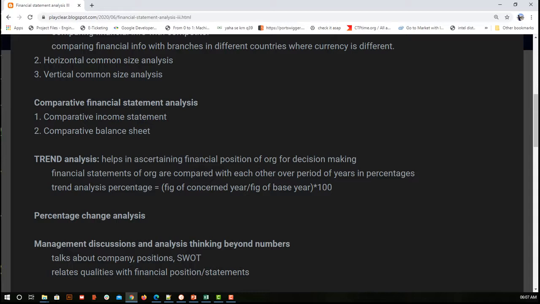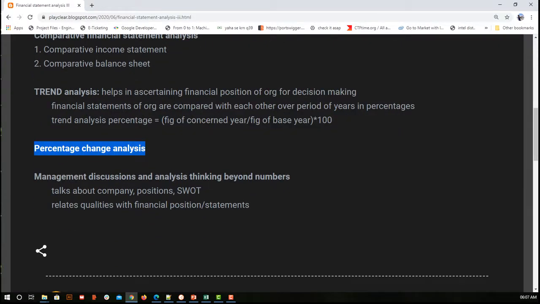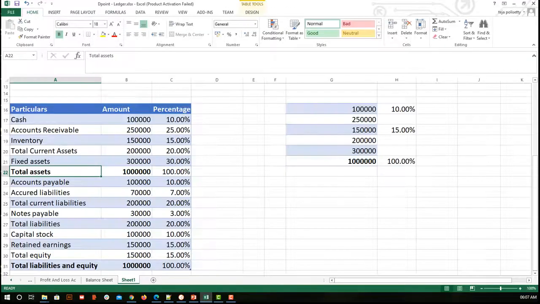So, what is the formula for this? Figure of the concerned year, that is my current value, divided by figure of the base year, that is my base value, into 100. This is what we did, correct? Now percentage change analysis. So far what we discussed is in terms of percentage.